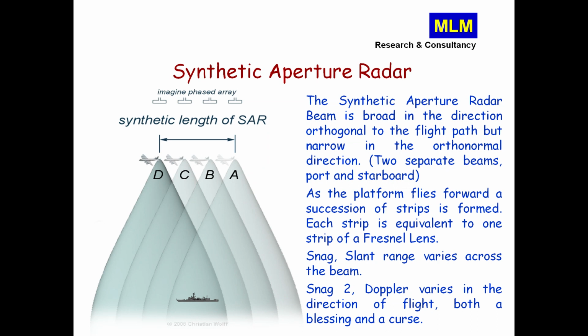Now the second one is that Doppler also varies in the direction of flight, because you get a resolved component of your signal hitting the ground. As I say, it's both a blessing and a curse. The blessing of it is you can actually use it as information to sharpen the beam in the direction in which you're flying. In other words, particular areas will see a certain change in Doppler associated with them as the thing flies forward, and you can put processing on to improve the resolution in the direction of flight.